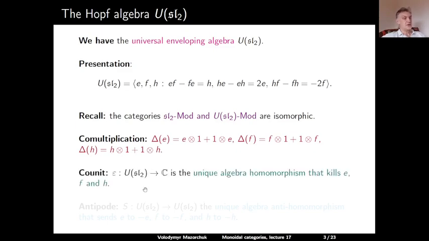The counit from USL2 to C is the unique algebra homomorphism which kills the Lie algebra, which means it kills the elements E, F, and H, which generate the universal enveloping algebra. And the antipode is the unique algebra anti-homomorphism from USL2 to itself, which sends E to minus E, F to minus F, and H to minus H.